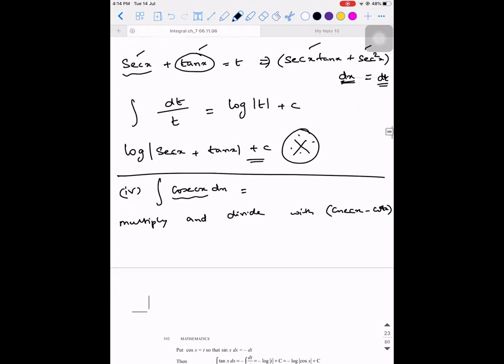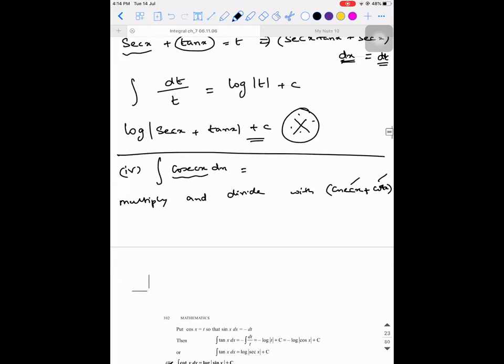It is plus. You can do cosecant x plus cot x. What is the derivative of cot? It is minus cosecant square. Derivative of cosecant is minus cosecant x cot x. You can multiply and divide it with cosecant x plus cot x. Then you get the integral of cosecant x into cosecant x plus cot x, the whole divided by cosecant x plus cot x dx.